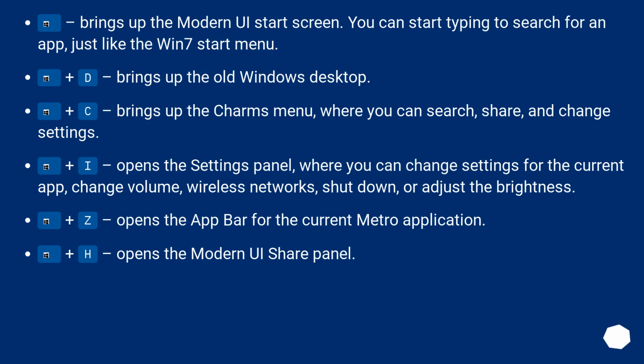Win brings up the modern UI start screen. You can start typing to search for an app, just like the Win 7 start menu. Win plus D brings up the old Windows desktop. Win plus C brings up the Charms menu, where you can search, share, and change settings.